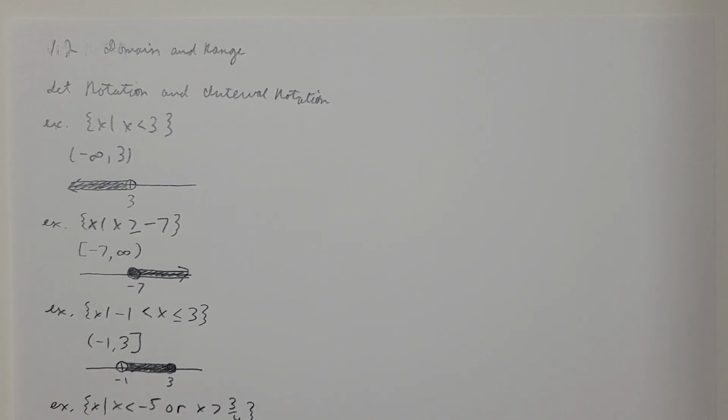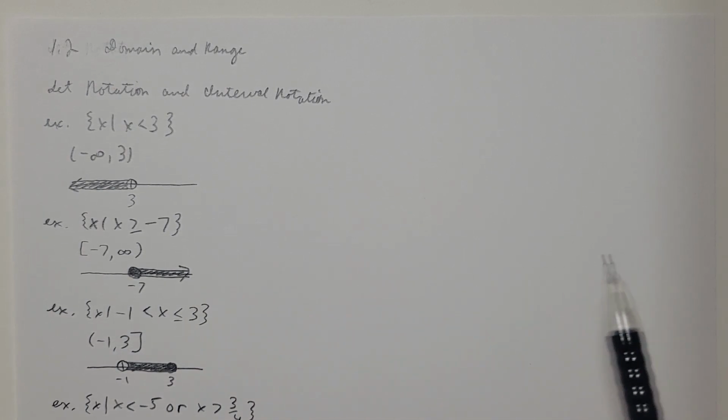Okay, we'll start section 1.2 here, which is called domain and range. And there's some other things in section 1.2 that we'll talk about. The first thing is set notation and interval notation. These are very important types of notation that you're going to see all over the place in the book. It's how you write down a group of numbers as a solution for a problem.